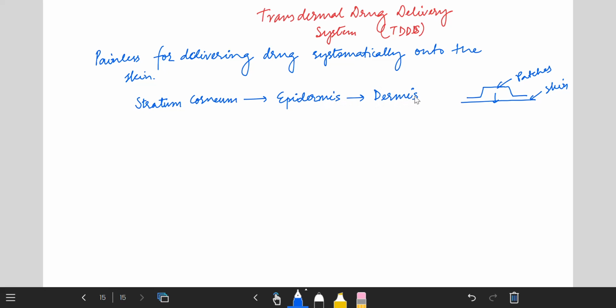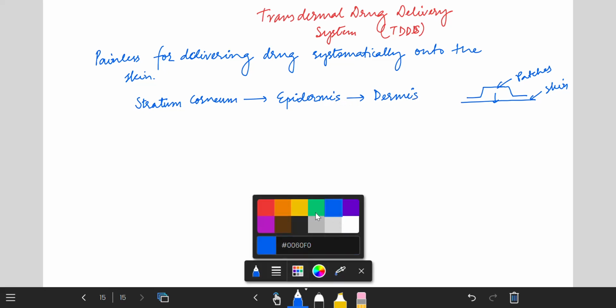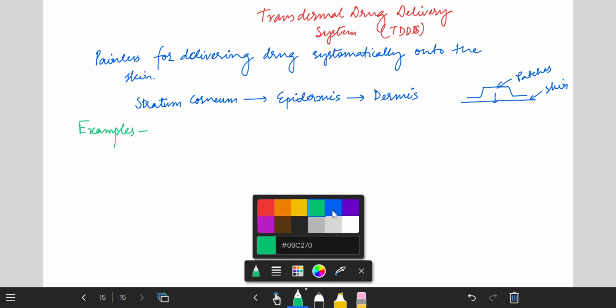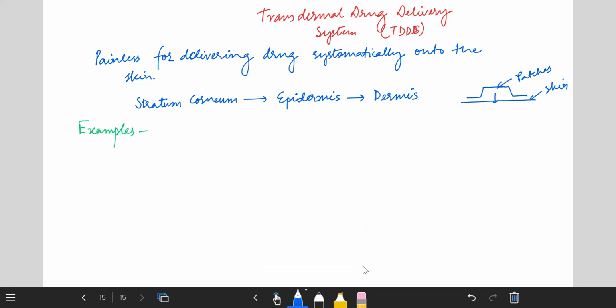Okay. Now, what are the examples? So, examples means which kind of drugs we use in transdermal drug delivery system. That are first is nitroglycerin, fentanyl, nicotine, etc. Okay.